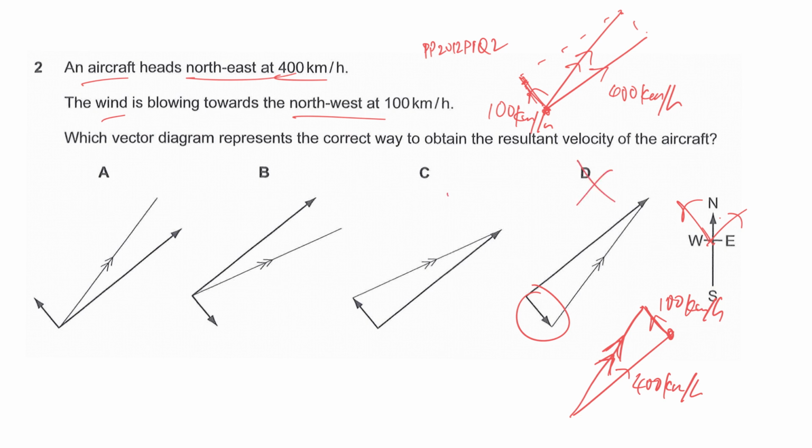And let's take a look at C. The 100 is correct, the 400 km per hour is correct, but the resultant, when the two winds are blowing this way, must be in this direction, not this. Likewise, B will be wrong because the wind is in the opposite direction, and therefore the answer will be A. This is like your parallelogram, similar to this.